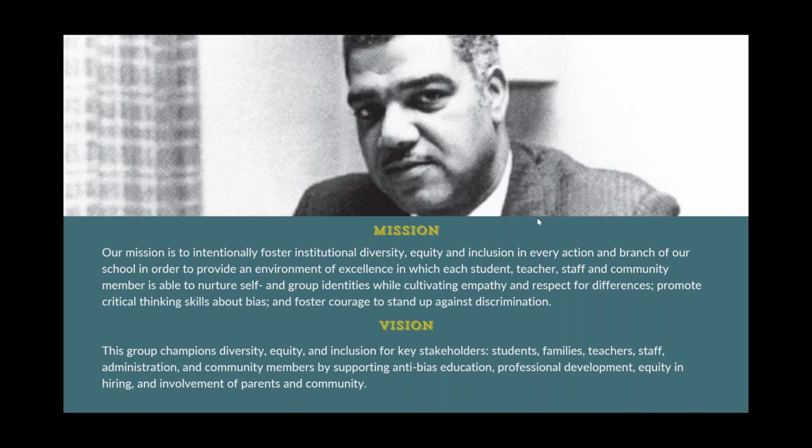They're also really clear about some of the things that they want to have happen. They want to cultivate empathy. They want to cultivate respect. They want people within their community to be critically thinking about bias. They want them to think about ways to stand up against discrimination. So when you think about your diversity, equity, inclusion efforts, what is the heart of what you're trying to do? If you can start to identify and define that, that is going to help you when you think about the work that you do. And so I also will share their vision. So the group champions diversity, equity, and inclusion for key stakeholders, again, students, families, staff, teachers, administrators, community members, and again, supporting anti-bias education, professional development, equity in hiring, and involvement of parents and community.